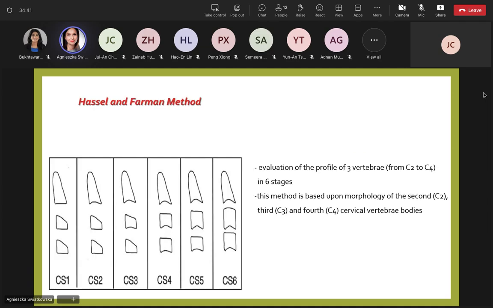Now the next method was the method of Hassel and Farman. In this method, as you see, they still use 6 stages, but they use only vertebrae from second to fourth, sorry, and they estimate the patient's age. In this situation, we don't need an additional X-ray. Only a cephalometric X-ray was enough, so we have a huge reduction of the radiation dose.